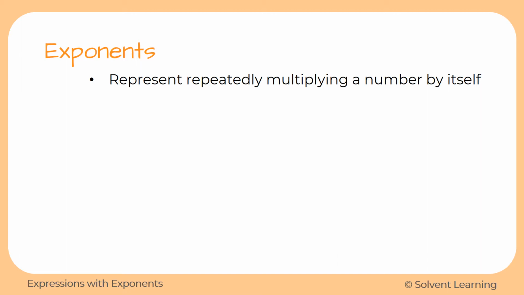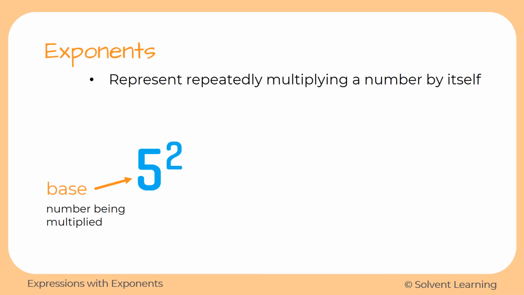An exponent represents repeatedly multiplying a number by itself. Here's an example. We have 5 raised to the power of 2, or we can read it as 5 squared. The 5 represents the base. This is the number that's going to keep getting multiplied by itself. The 2 is the exponent. The exponent is always written higher than the base, and usually as a smaller number.